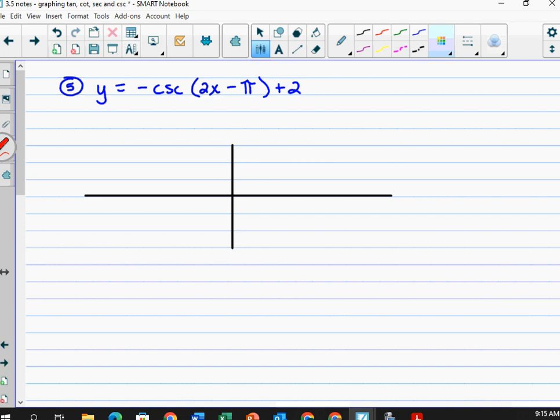Guys, what is cosecant related to? Sine. So graph this as if it is negative sine of 2x minus pi plus 2. Fully graph that graph, and then at the very end, we'll turn it into cosecant. Try graphing the sine graph for me, and then stop, and I'll make sure that you understand how to turn it into cosecant. But start with that. Remember, you have to factor out the 2.